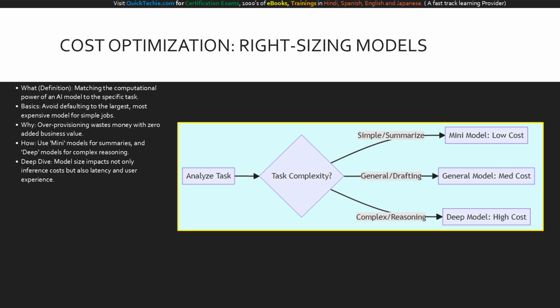This decision tree should be used by every AI developer in your organization. You analyze the task, then ask, what is the complexity? Simple tasks drop down to mini models, saving huge amounts of money. Only the truly complex, logical challenges are routed to the deep models. This simple routing logic is the backbone of a financially sustainable AI architecture.